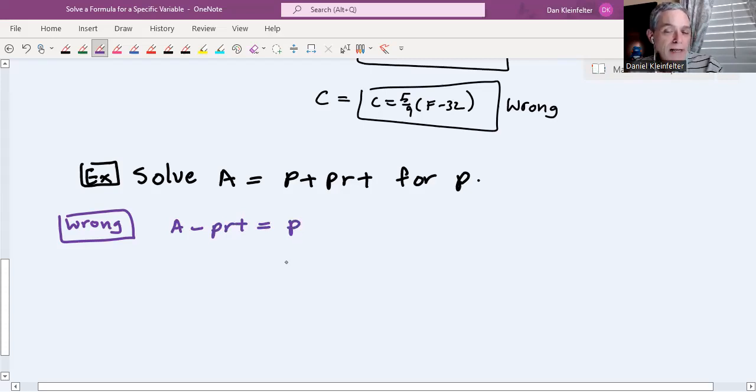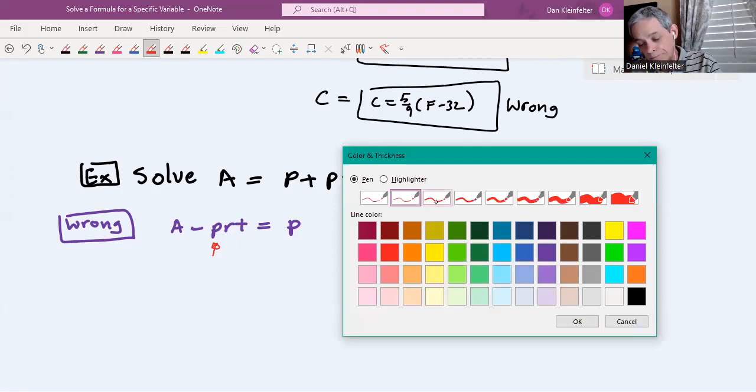While I didn't break any rules of algebra to do that, you can always subtract or add stuff to both sides, what's wrong with this is the fact that although the P is by itself, there's still a P on the left side. When we're solving a formula for a variable, not only are you getting that variable all by itself, you also need to make sure that none are left over on the other side. So that's the piece that's wrong on this one.